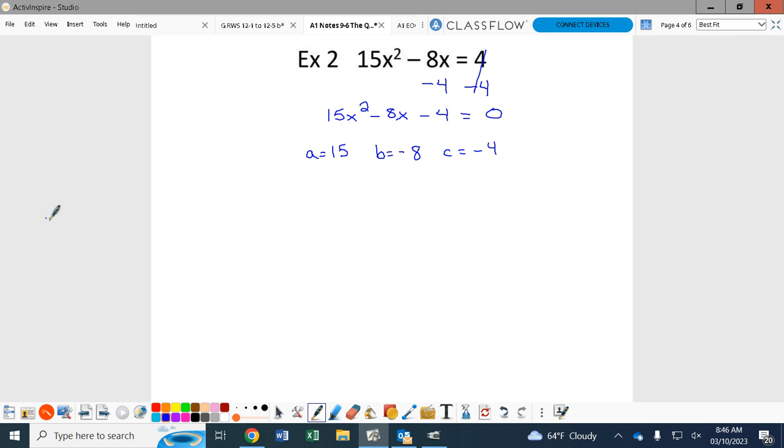Okay guys, here we go. So quadratic formula says x equals the opposite of b, which in this case is negative 8, plus or minus the square root of b squared, which in this case would be negative 8 squared, so I put parentheses around it, minus 4, it's always minus 4, times a, which in this case would be 15, times c, which in this case would be negative 4, all over 2 times a, which is 15.